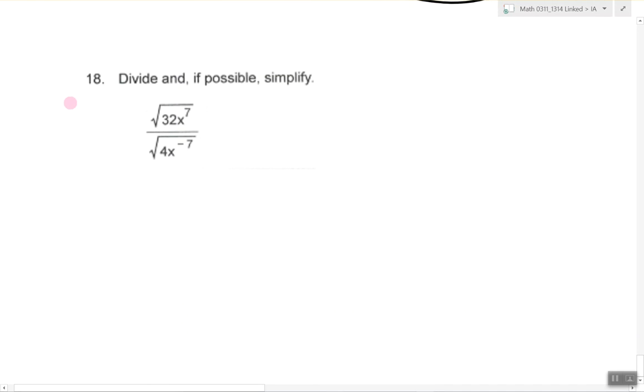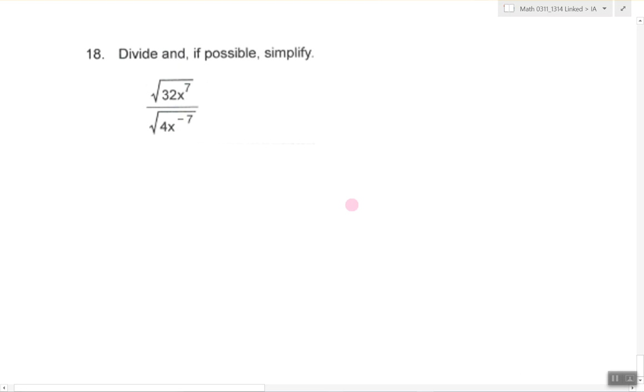And I believe number 18 is our last problem. So we're going to have to do exactly what we've been doing. Put it under one radical. It is 32x to the 7th over 4x to the negative 7th. Well, I'm going to go ahead and divide. 4 goes into 32 8 times.